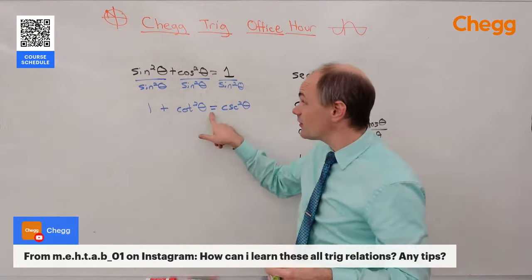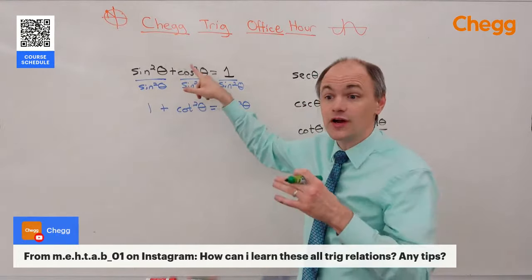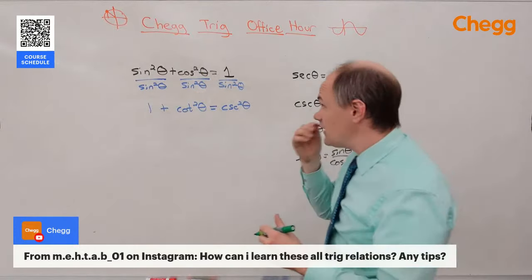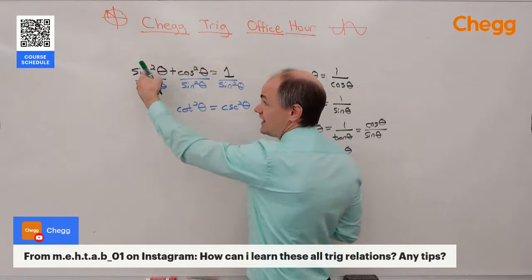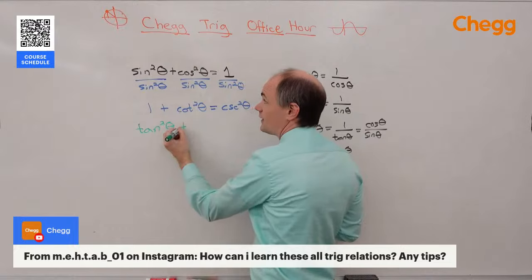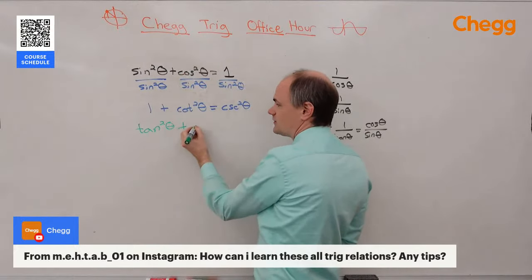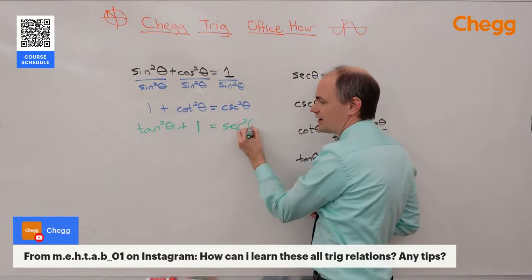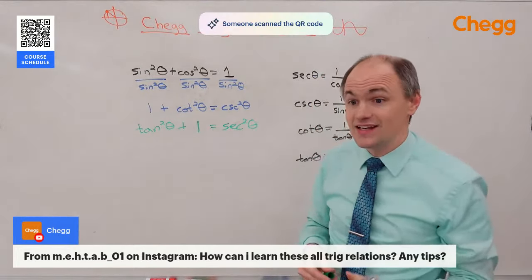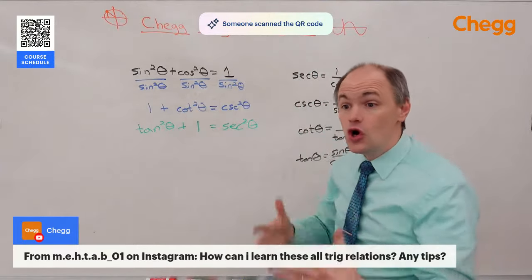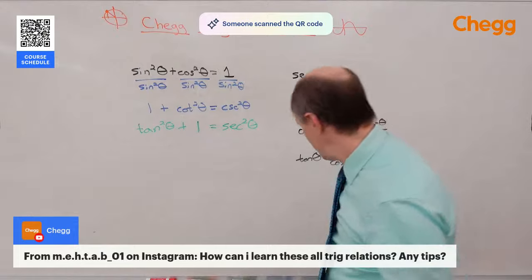And I don't actually have to memorize that. I just know I take sine squared plus cosine squared equals 1 and divide by sine squared. If I divide by cosine squared instead, I would have sine squared divided by cosine squared, which is tangent squared. Cosine squared divided by cosine squared is 1, and 1 divided by cosine squared is secant squared. And that gives me the other trig identity that I might need to know. So you don't actually have to memorize them if you know where they come from.